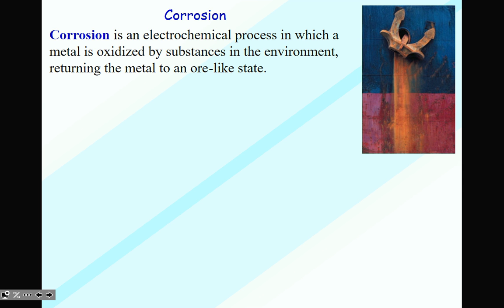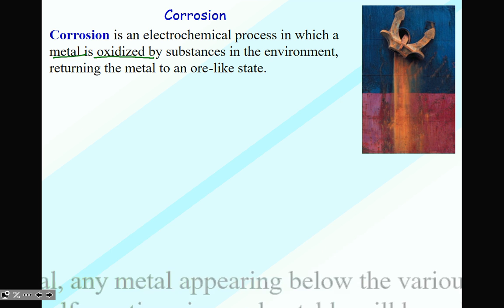So now we're going to get through a few definitions. Not a big deal, just some definitions. Corrosion is the electrochemical process in which a metal is oxidized. So with corrosion, you have an oxidation of your metal. An example is that a lot of metals rust because of the reaction with oxygen in the air, by substances in the environment returning the metal to an ore-like state.